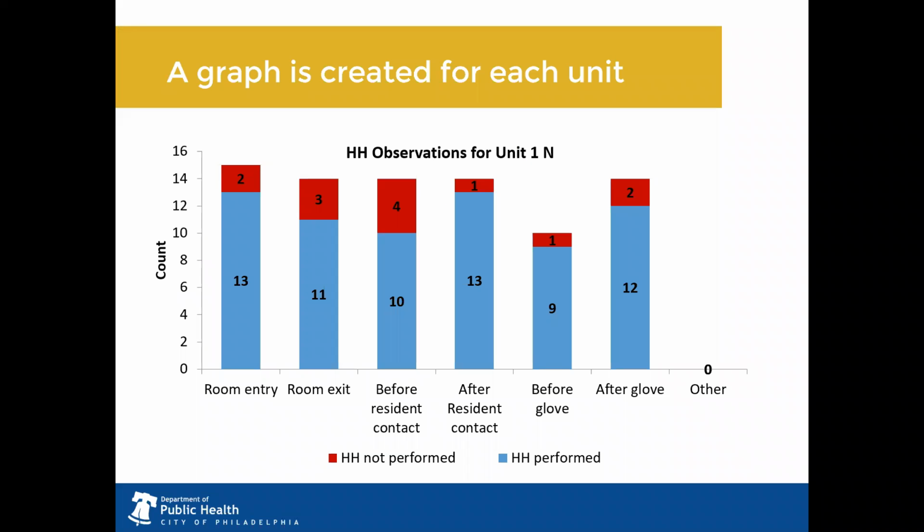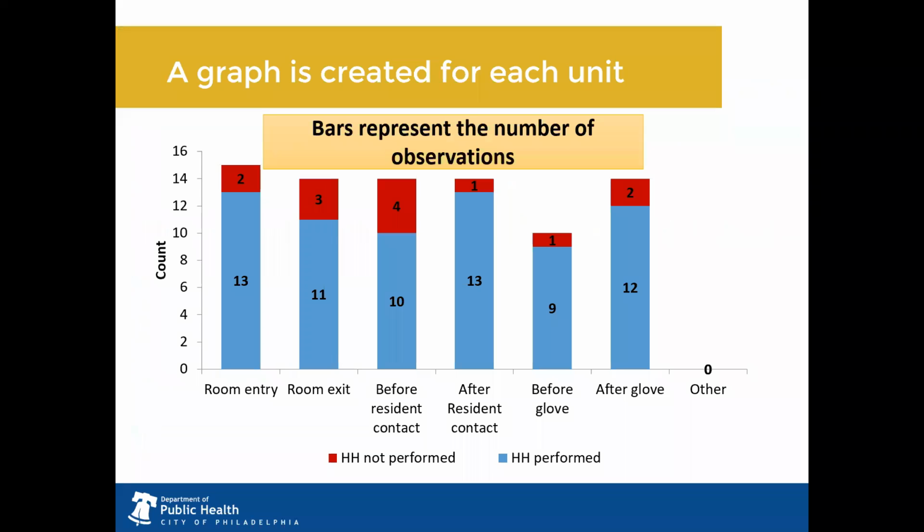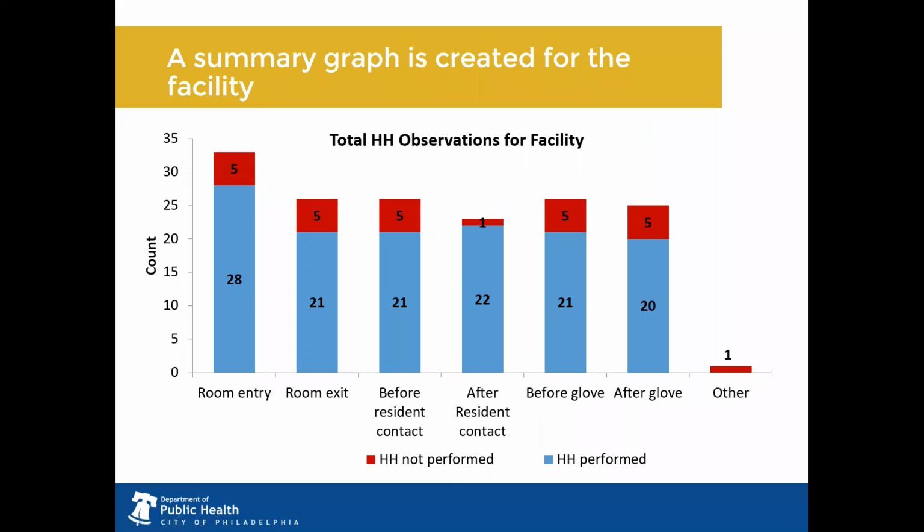If you do have data in the tables, this is the graph that will be created. So we have bars representing the number of observations. Blue signifies hand hygiene was performed, and red signifies that it was not, so that you can compare, first of all, how many observations you're making for each opportunity type, and also what is the proportion of times that it was successfully performed and unsuccessfully performed. And then this is the summary graph. So you'll also get a summary graph. So you'll have one graph for every unit and one graph for the whole facility showing this information.